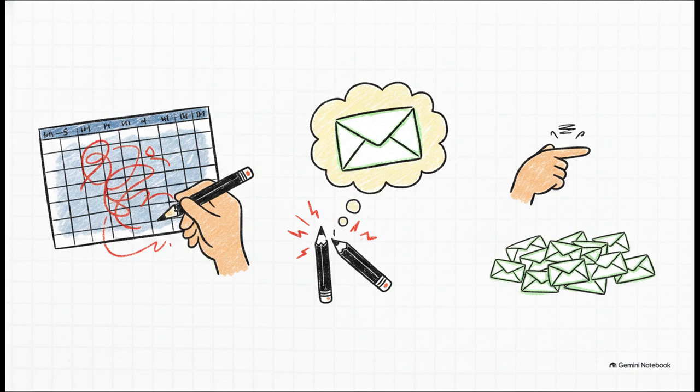Number 2, writing every chase email yourself. Look, every email takes judgment. How firm are you supposed to be at 15 days past due versus 60 days? Figuring that out takes time you simply do not have.